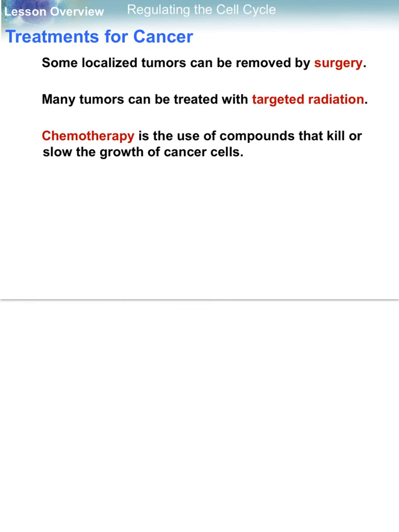Chemotherapy is the third process we use, and that's where compounds are put into the body that kill the cell, preferably the cancer cell, but has effects on other cells as well. They can also slow the growth of cancer cells.